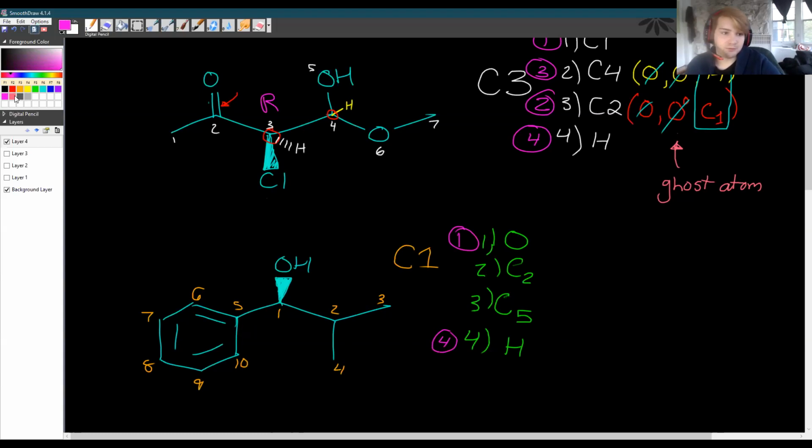Carbon 2 is bonded to carbon 3, bonded to carbon 4, and don't forget a little hydrogen right there. Carbon 5 has a real definite bond to carbon 6. But it also has a ghost bond to carbon 6, because it's a pi bond, right? And it also has a real bond to carbon 10. So who wins here? It would be carbon 5, because we have that point of difference right there.